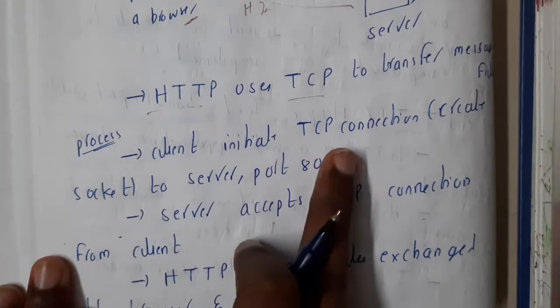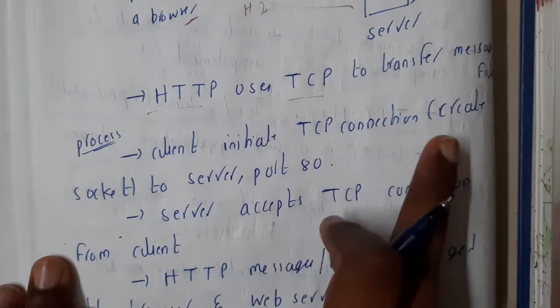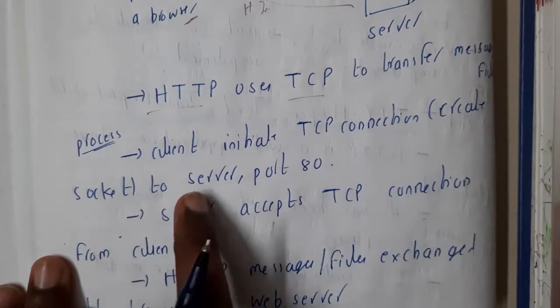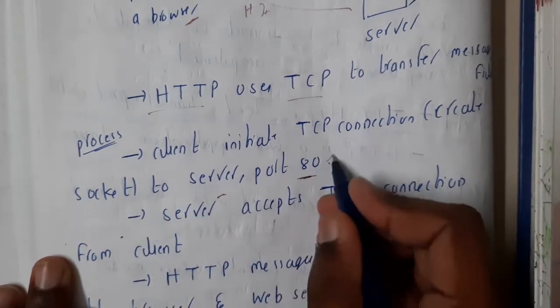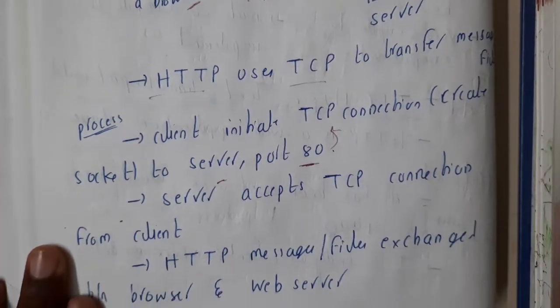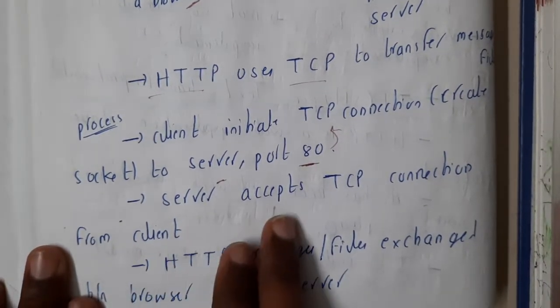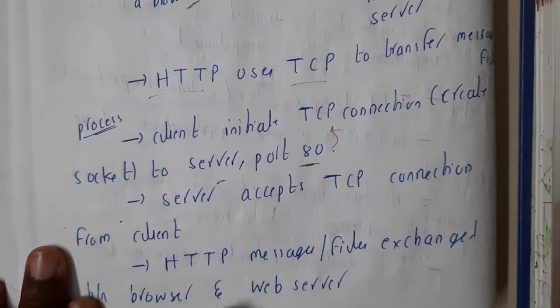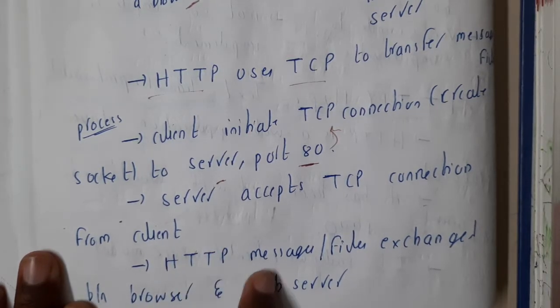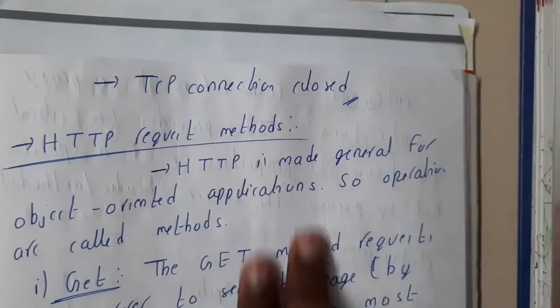The client initially initiates the TCP connection, that is, it creates a socket to the server. Port 80 is used for TCP, guys. The server accepts the TCP connection from the client. Once it is accepted, the HTTP messages or files are exchanged between the browser and the web server. The TCP connection is closed at the end.